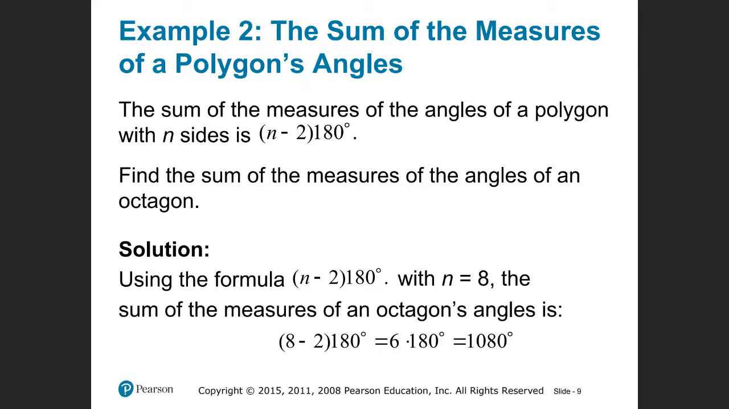Example 2, the sum of the measures of a polygon's angles. The sum of the measures of the angles of a polygon with n sides is n minus 2, all times 180.